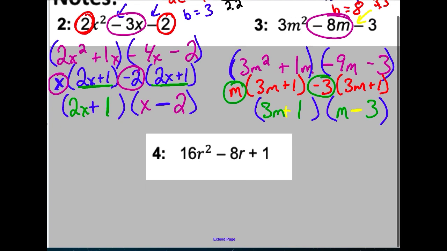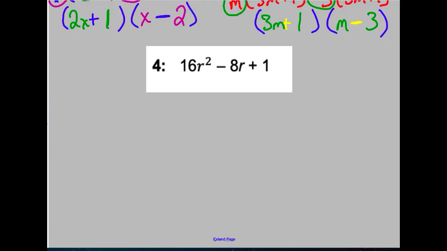So let's try another one. 16r squared minus 8r plus 1. So my last term is adding, but my middle term is subtracting. So that means I had two subtractings, or two negatives in the problem.